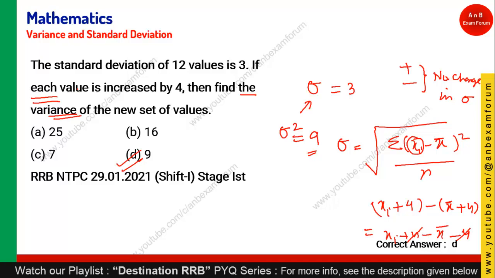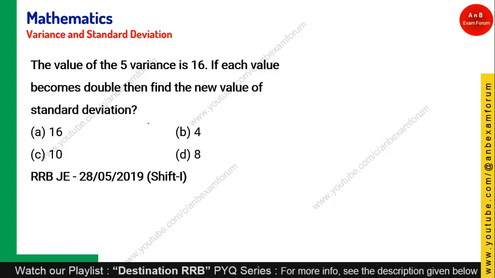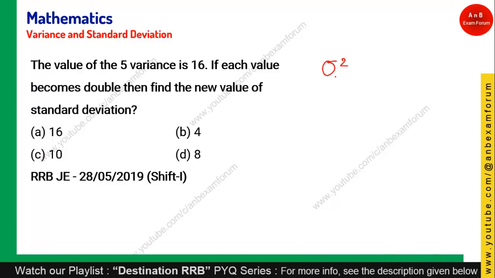Okay, let's see the next question. In this question the variance of 5 values is 16. So the variance, that is sigma square, is 16. Whenever you find the sigma square, that is variance, you can easily get the standard deviation, that is sigma. So sigma will be the square root of 16, and the square root of 16 is 4. What the question says: if each value becomes double, then find the new value of standard deviation. A very simple one.